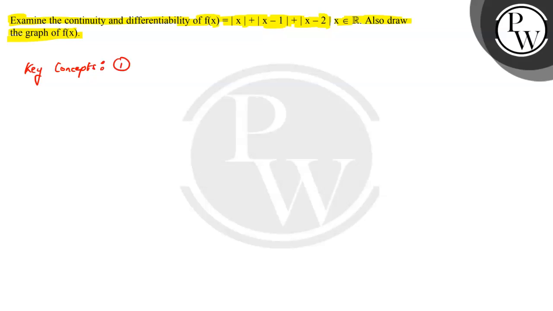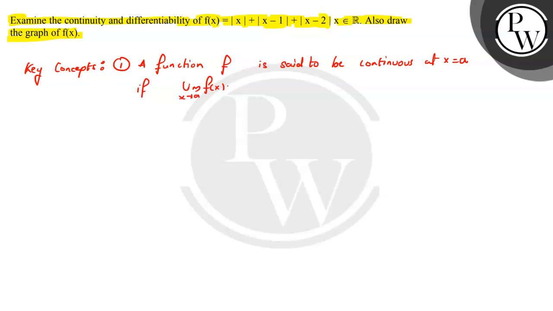So the first key concept is the definition for continuity for a function f at a point x equals a. A function f is said to be continuous at x equals a if limit x tends to a of f(x) is equal to f(a).